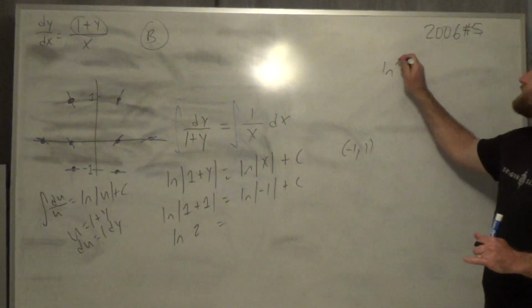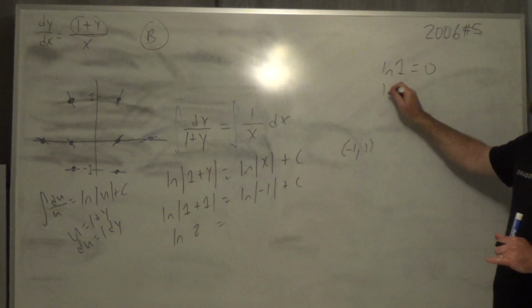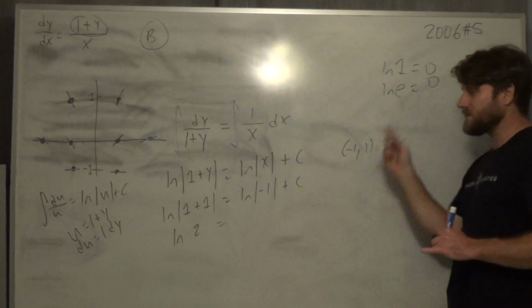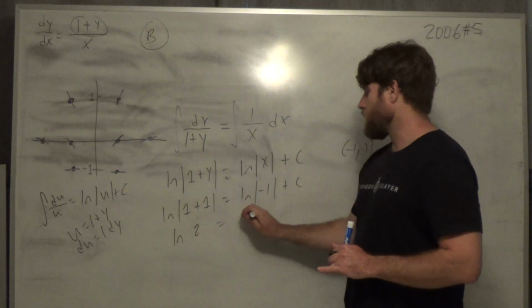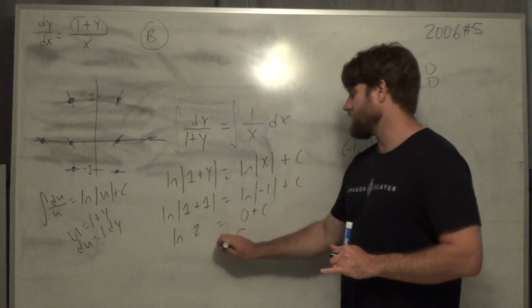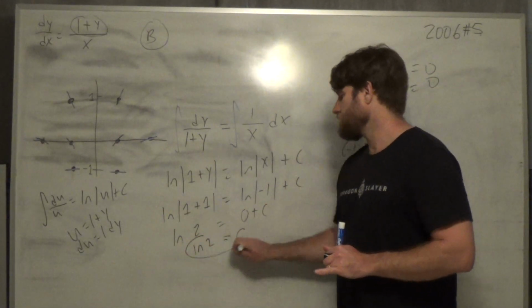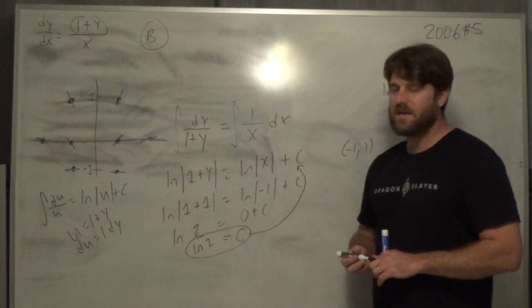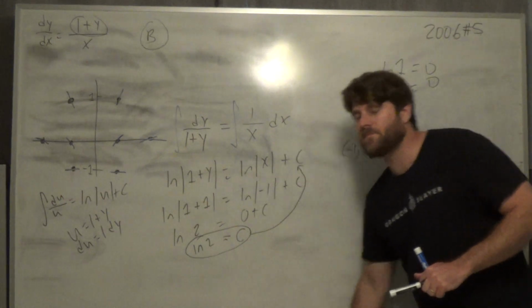And if we want to know what is ln of 1, remember ln of 1 is 0, ln of e is 1. You've got to know these two ideas. So ln of 1 is 0. So we get 0 plus c. In other words, c is ln of 2. And if c is ln of 2, it's got to get plugged back in. All right, so we're going to plug it back in.